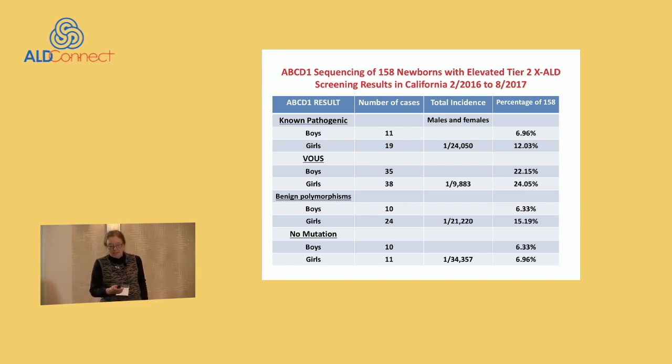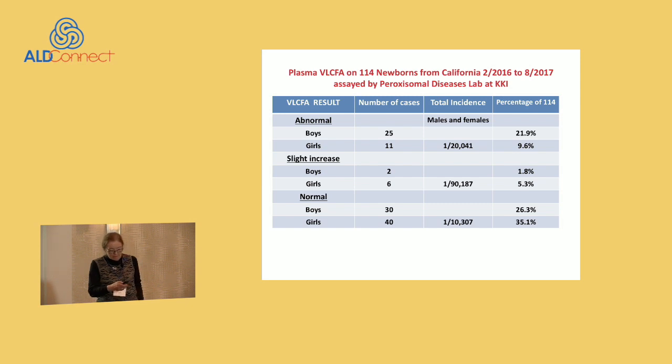So we noticed in our lab that we were getting a lot of samples from California during the same time period, and these were all newborns. And we said, what's going on? They're sending us samples of plasma for very long chain fatty acid assay. And we're probably the second lab to do this analysis, and they wanted to double check to see what our lab found for very long chain fatty acids. So we didn't get 158, we got 114 newborns during the same period.